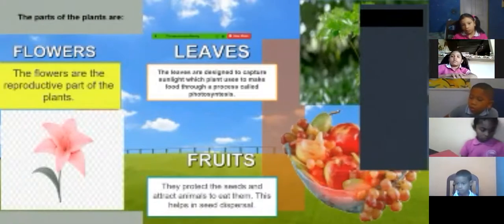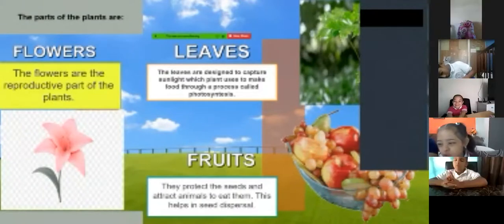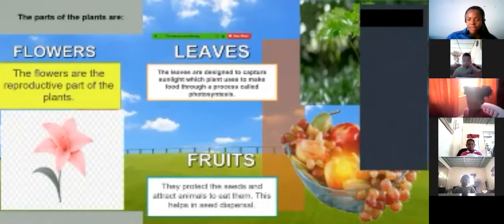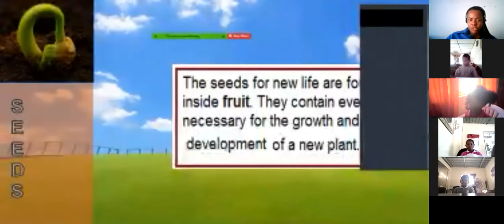Hey guys, clear so far? ¿Están claros con lo que he dicho? Right? Move your hand, move your head, muevan su cabeza. Si están claros. Let's continue.